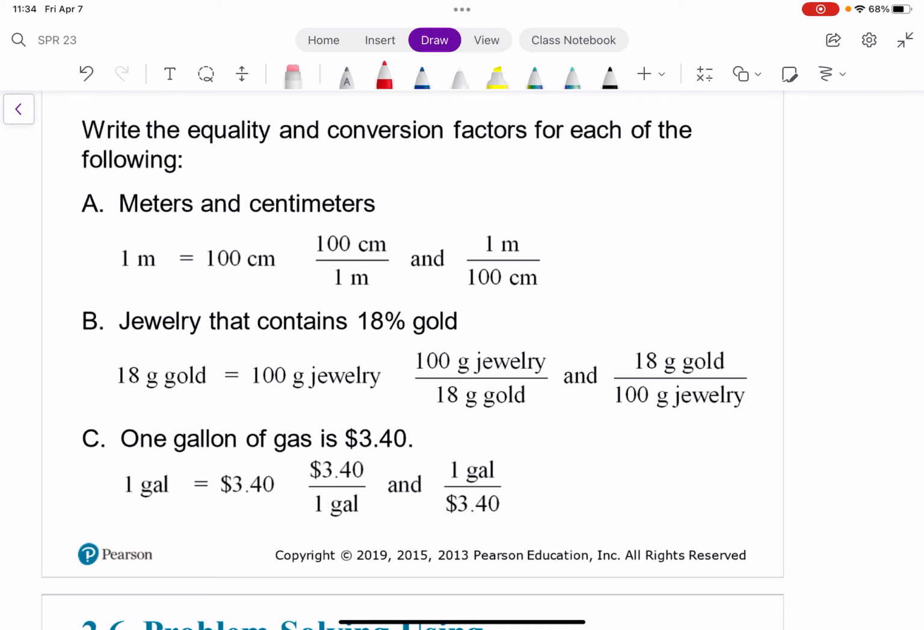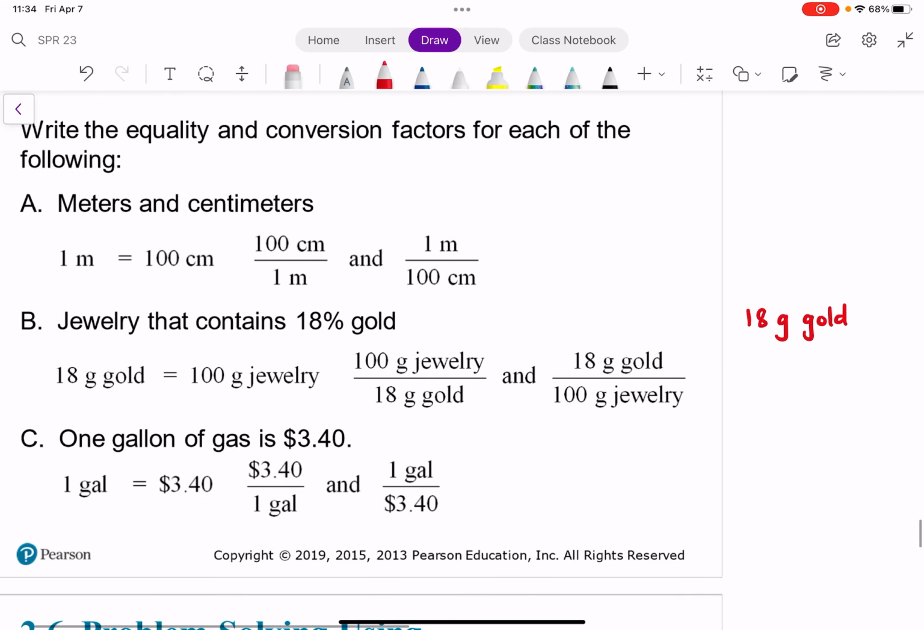All right, jewelry that contains 18% gold. So this is interesting. In the jewelry, you could think of this as mass, right? And percentage is a fraction. So the reason I know that we have 18 grams of gold per every 100 grams of jewelry is that 100% would be 100, and then 18% is 18. So if you have 18%, you have 18 out of 100, right? You could write it like this.